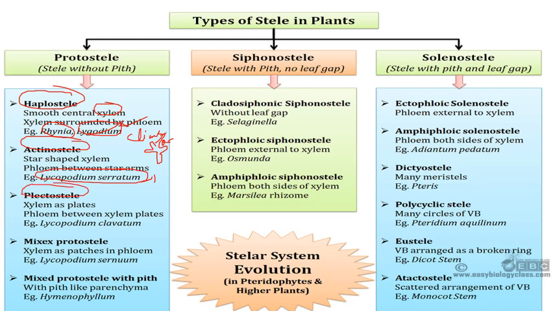Then comes plectostele. Plectostele means xylem consists of parallel plates, and between these plates phloem is found. This is found in another species of Lycopodium, that is Lycopodium clavatum. This is very important. The next comes mixed protostele. Mixed protostele means where xylem and phloem occur in patches. This is found in Lycopodium cernuum. Spelling is from C, cernuum. The next comes mixed protostele with pith. Here patches of xylem and phloem occur, and it is found in Hymenophyllum.